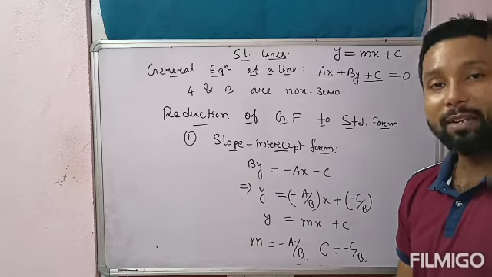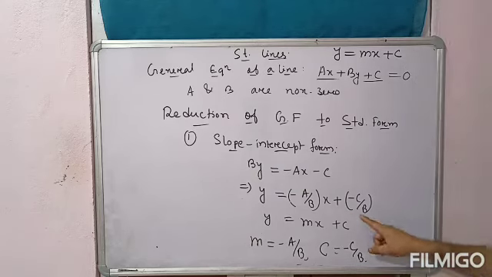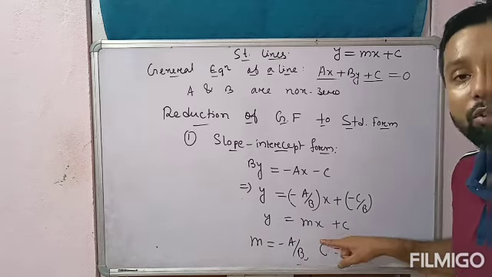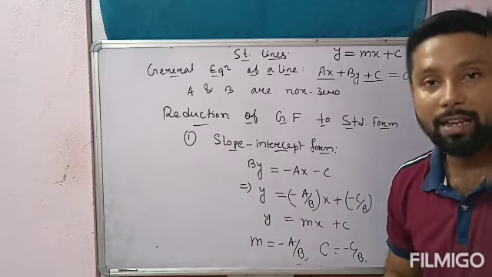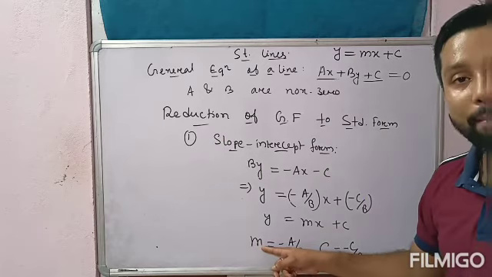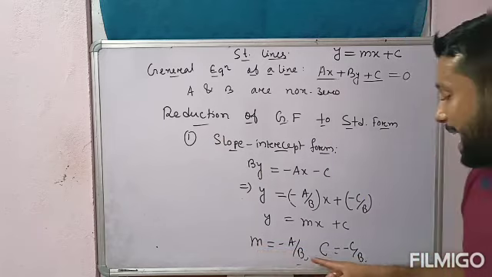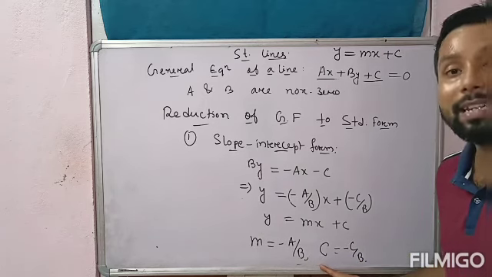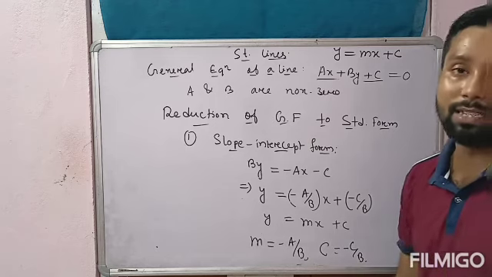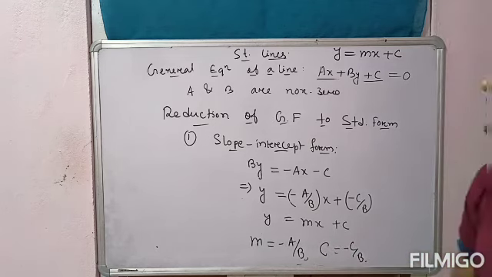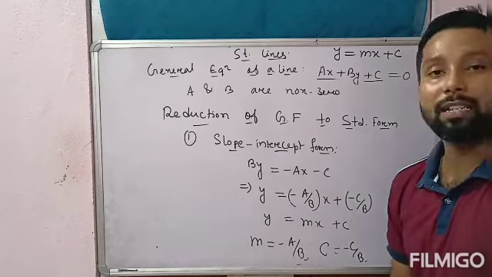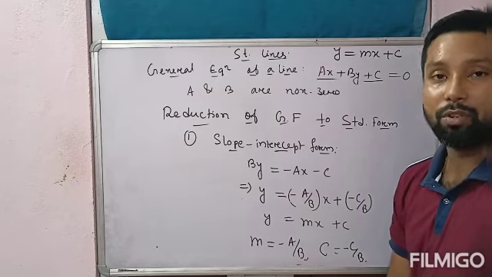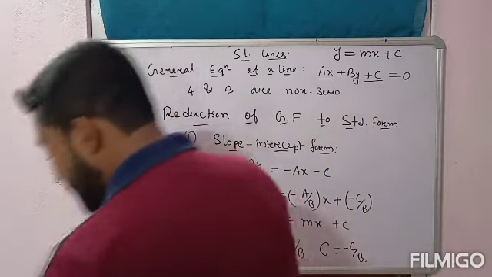After dividing both sides by b, whatever result you get, compare that result with the standard form, that is y equal to mx plus c के साथ compare करना है. Then only you will get the value of m, which is the slope of the line, and capital letter C, that is called the y-intercept. So in this way, we can reduce any general equation into slope-intercept form. These are the steps. You have to follow these steps only. Okay, so this one is the first standard form.